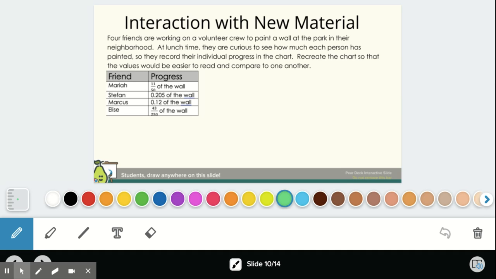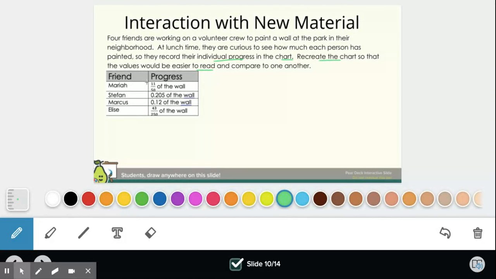All right, scholars, let's take a look at the interaction with new material. Four friends are working on a volunteer crew to paint a wall at their park in their neighborhood. At lunchtime, they are curious to see how much each person has painted, so they record their individual progress in the chart. Recreate the chart so that the values could be easier to read and compare to one another.